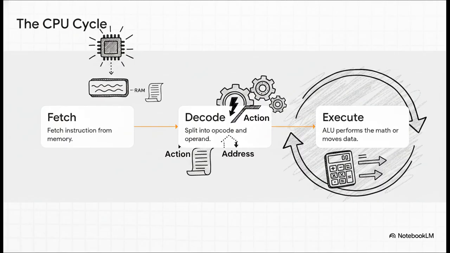That's the action, like adding or inputting. The next 2 digits, that's the operand, which is just the address of the data we want to act upon. And finally, step 3, execute. The arithmetic logic unit, or ALU, steps up and actually performs the math or moves the data. Fetch, decode, execute. Over and over and over again.